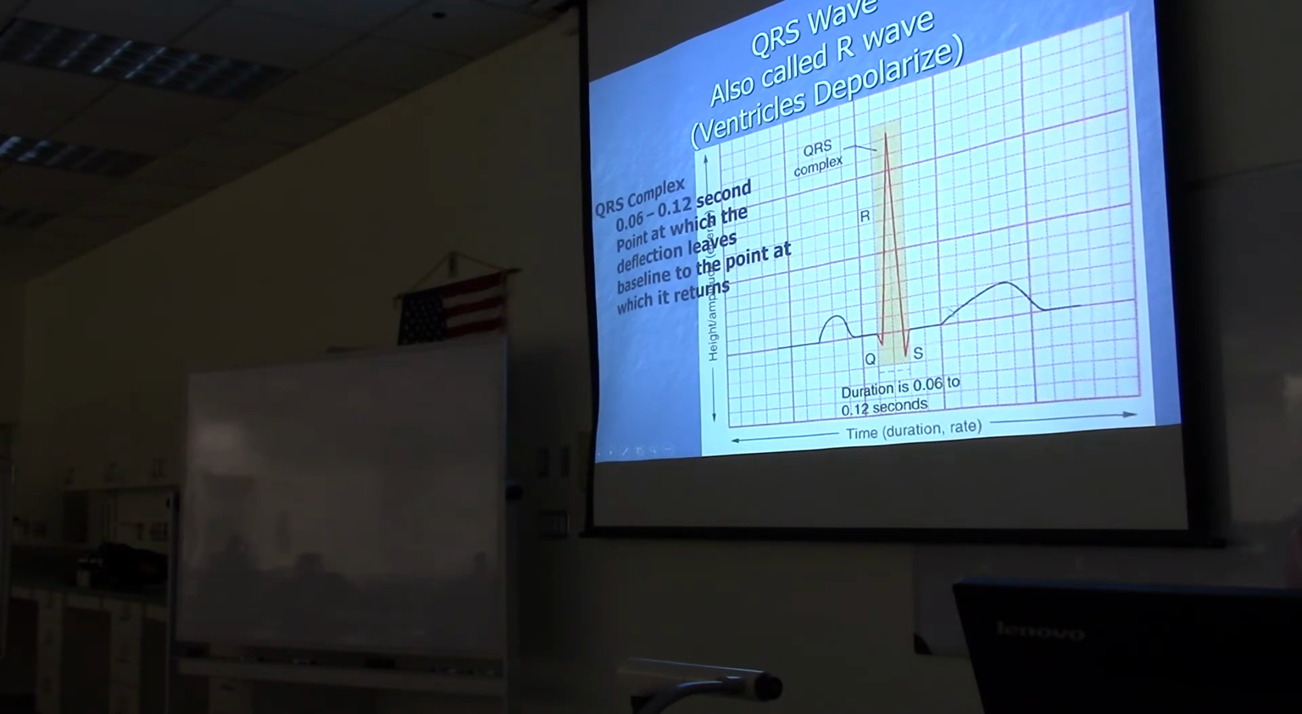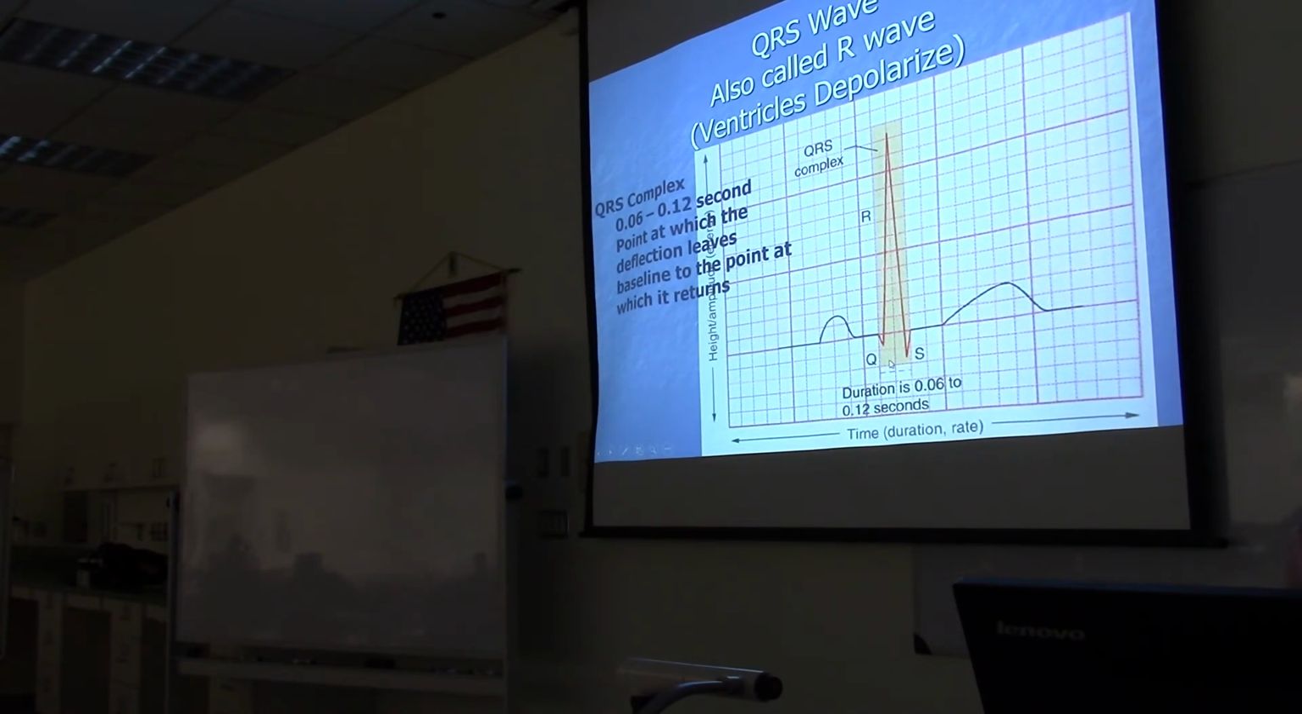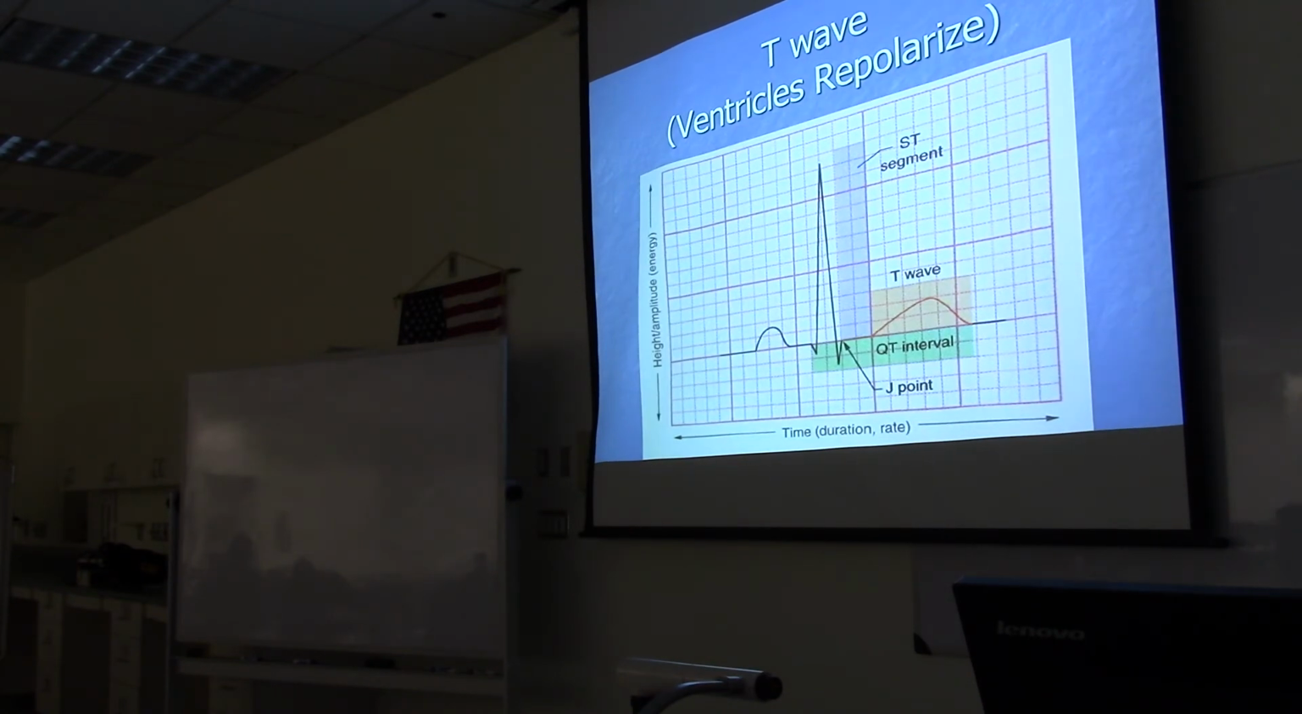We will be counting the little boxes. We'll start after lunch though. But whenever you start counting how many little boxes the QRS takes or the R wave takes, you start when it leaves the baseline until it returns to the baseline, and all of that is considered the QRS. So it should be 2 to 3 little boxes. And then the T wave is when the ventricles repolarize.